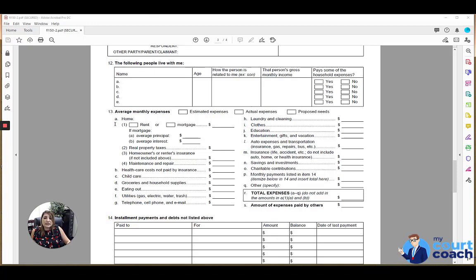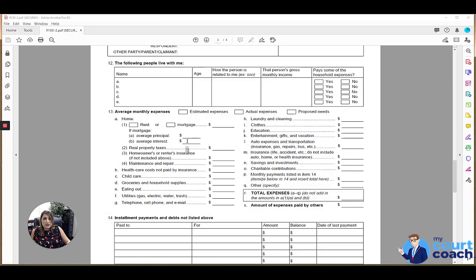So let's go through the expenses. 13A, you list what your housing expenses are. If you're renting, mark the box that says rent. If you're paying a mortgage, mark the box that says mortgage. If it is a mortgage, one of the things we do look at in a support calculation is how much you are paying towards your principal and also property taxes. So make sure to list what your average principal monthly payment is and your average interest monthly payment is.